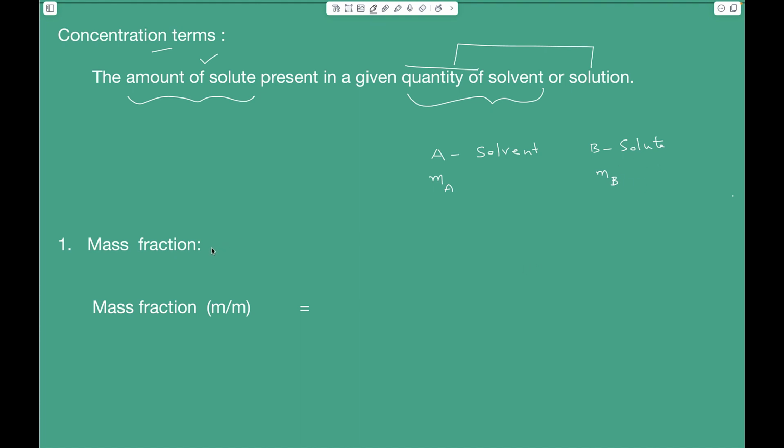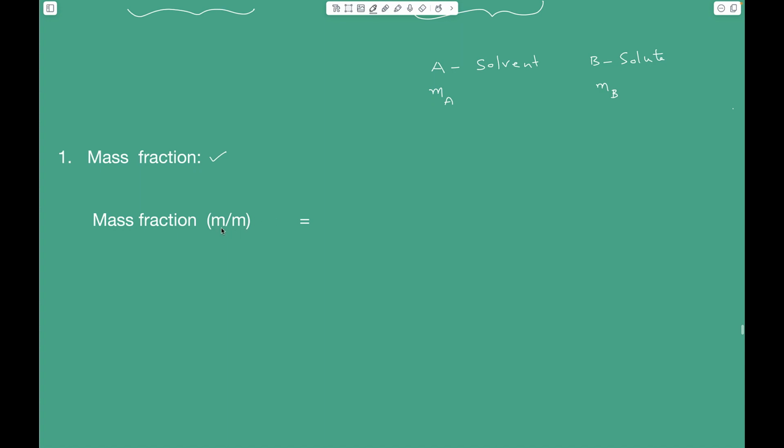The first concentration term we are going to look at is called mass fraction. As the name suggests, it is the ratio between the mass of the solute and the mass of the solution. Pay attention to this.